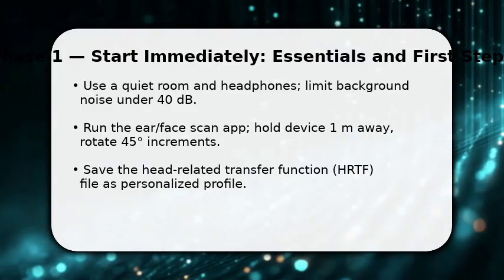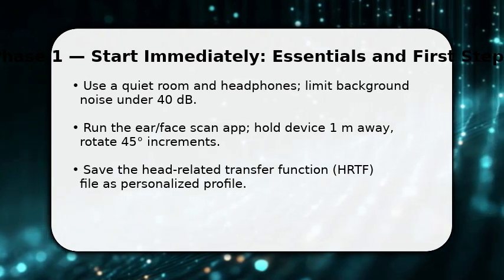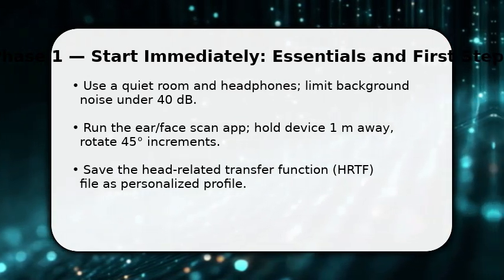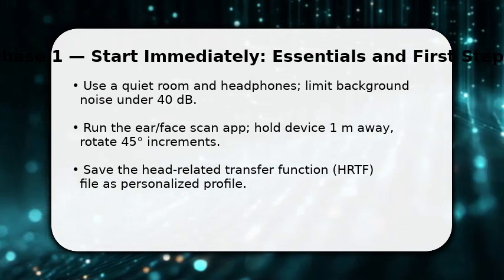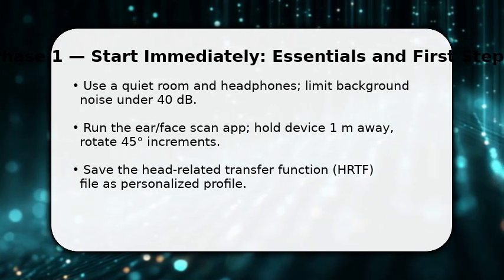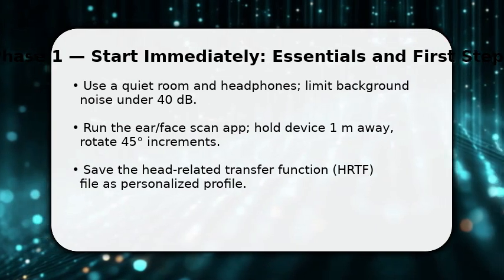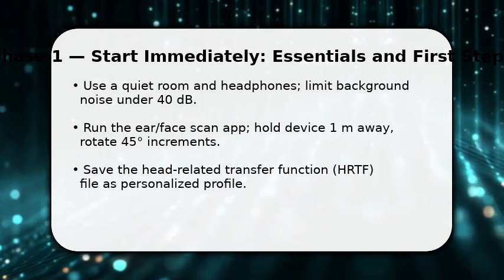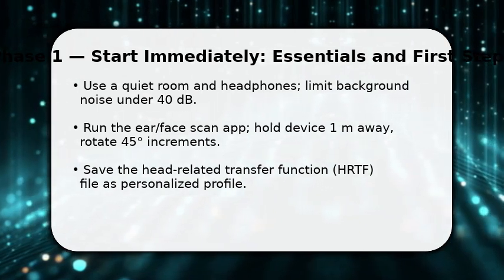You start by creating your head profile because spatial audio maps to your anatomy. Put on neutral, closed-back headphones, sit in a quiet room, and open the scan utility. Move the phone or camera slowly around your head at roughly 1 meter distance, pausing at each 45 degrees rotation. This gives accurate ear and pinna geometry. Once done, confirm the HRTF export and name the file.